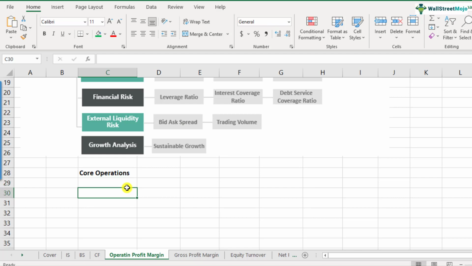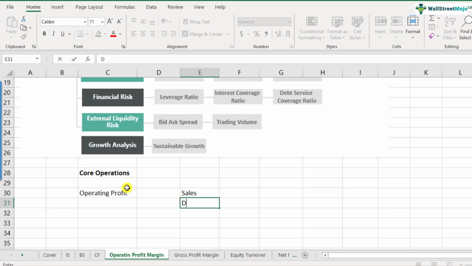Now, how do you find operating profit? Operating profit is the profit that is generated from, as I said, core operations. So when we look at the income statement, we start with sales, right? And all the direct costs, which we call cost of goods sold, or COGS, are deducted. When we deduct that, we call it gross profit.